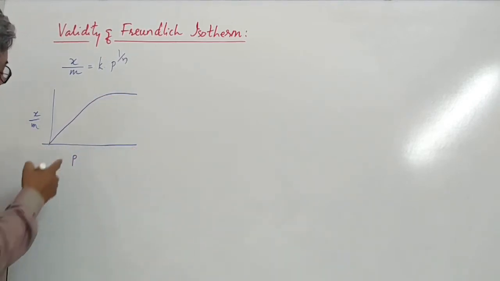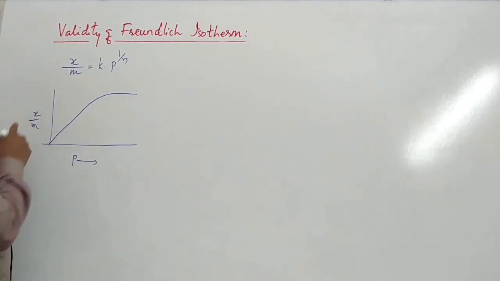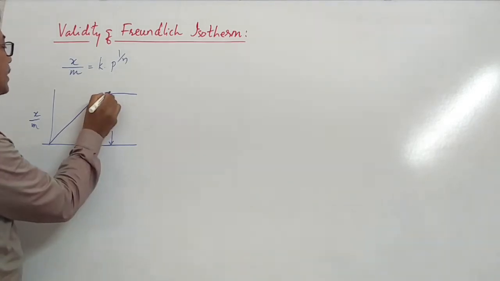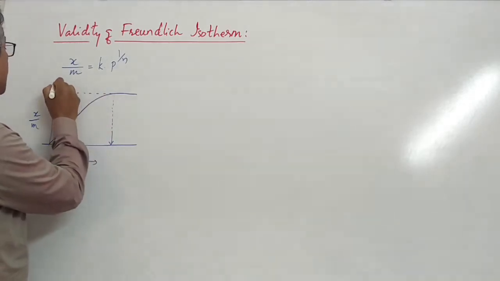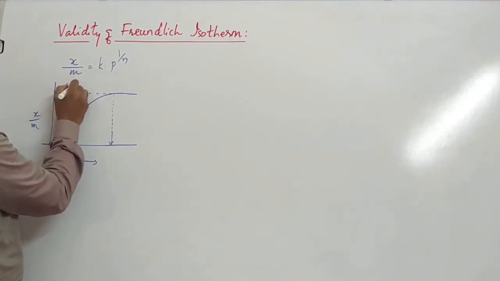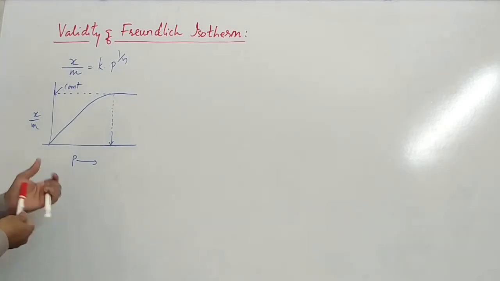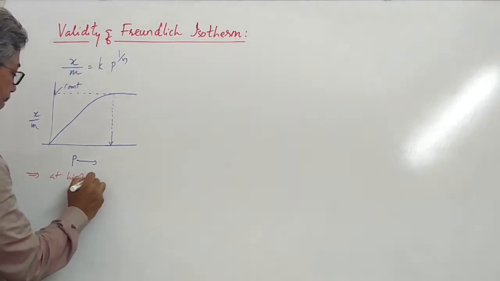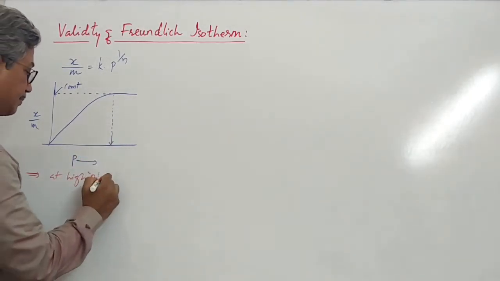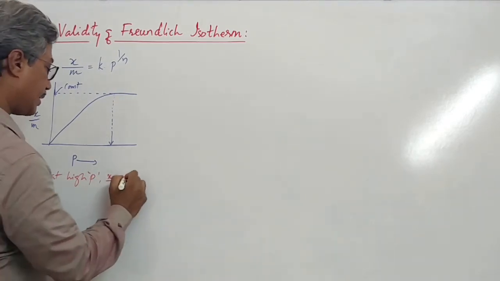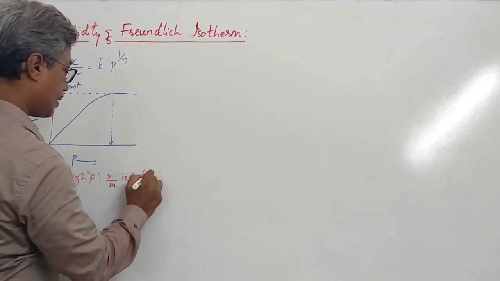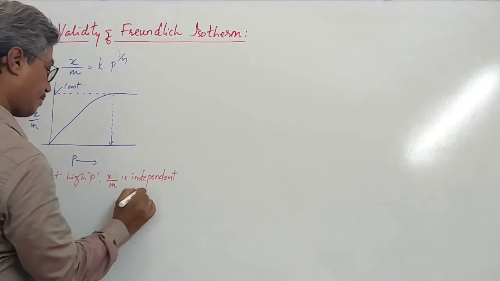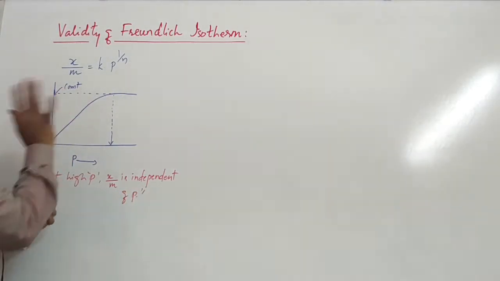What we notice is, if pressure is increased, x by m is also increasing, and after reaching a particular value of pressure, the extent of adsorption appears to be constant. See students, this implies that at a certain high pressure, the extent of adsorption is independent of pressure. This is the conclusion that we get out of this.